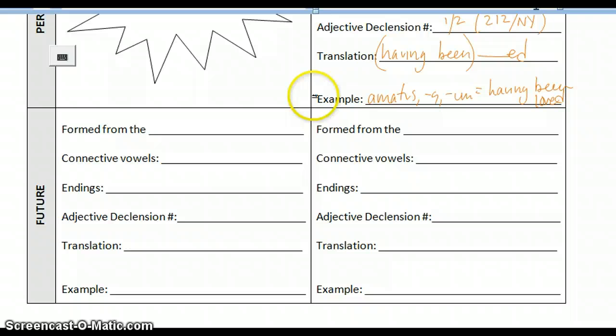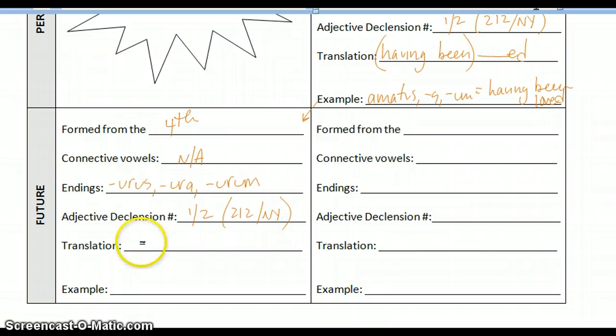In this chapter we first learn the future active participle, which is very similar to the perfect passive participle, which is why I'm drawing an arrow and I'm going to stay in orange, because it's formed from the fourth principal part with no connecting vowels. But the endings, instead of just -us, -a, -um, are -urus, -ura, -urum. As you can see, it's still -us, -a, -um in its form, which means it's a first and second declension adjective, or the 2-1-2 or "New York" adjective.